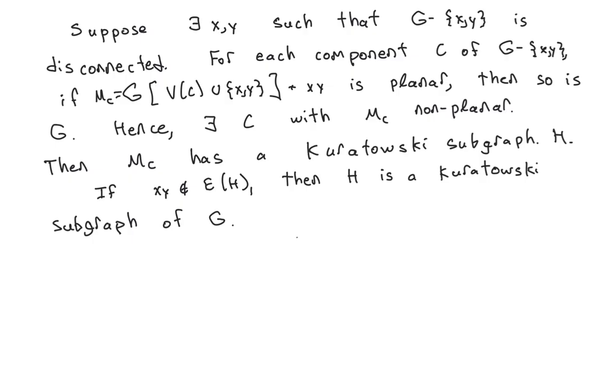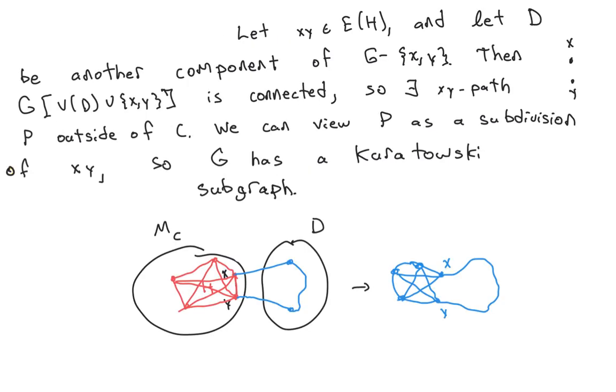All right, so we can assume that there exists some component of G minus {x, y}, such that when you add in the edge xy, you get something non-planar. By induction, this subgraph has a Kuratowski subgraph H. And if that Kuratowski subgraph H does not use the edge xy, then it is in fact a Kuratowski subgraph of G. So now we're in the case where we have to concern ourselves with what happens when our Kuratowski subgraph uses this new edge, which might not have been in our original graph.